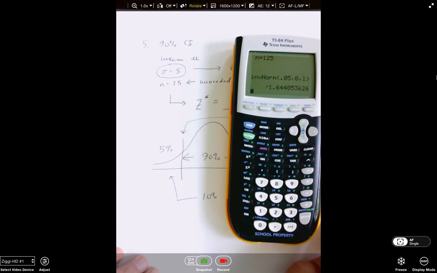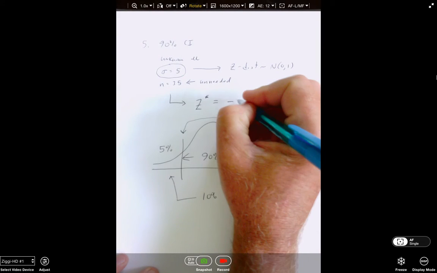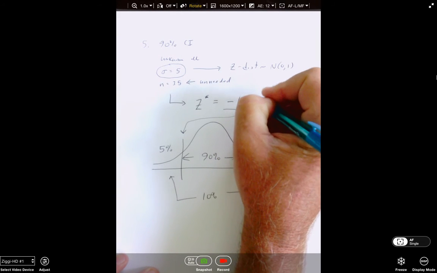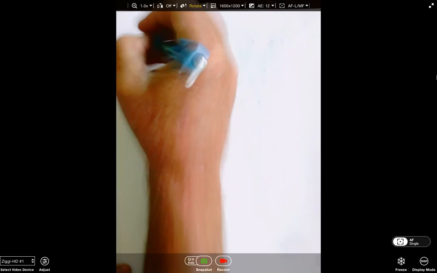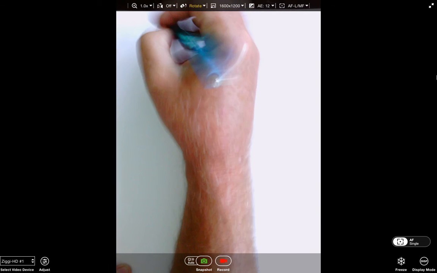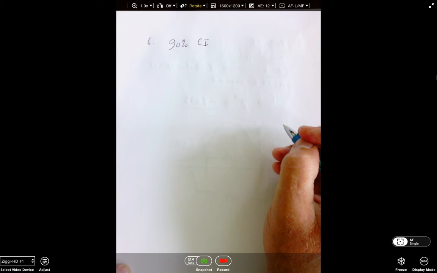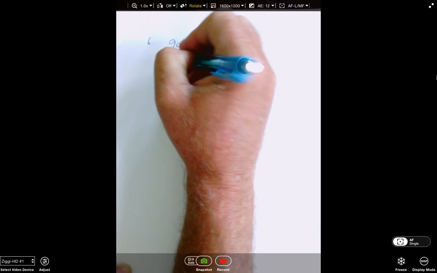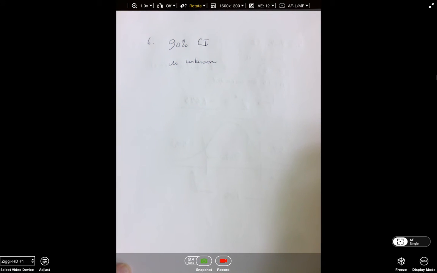Sample size is irrelevant because the population standard deviation is known. So guys, correct answer, negative 1.645. Number 6. Very similar to number 5. 90% confidence interval. Mean is unknown. Again, makes sense. You're not going to estimate something that's known.